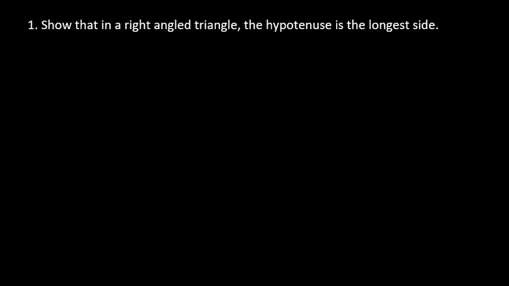Now exercise 7.4, first question is, show that in right angle triangle, hypotenuse is longest side. Show that in right angle triangle. So I will take one right angle triangle. This is a right angle triangle ABC, which is right angle at B. We have to show AC is longest.